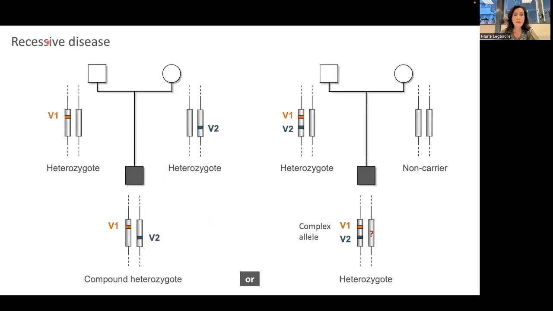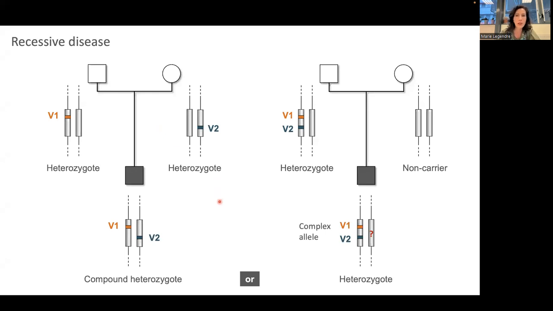PCD is a recessive disease, which means that we have most of our genes in 2 copies, and to get a recessive disease, we need to have mutations in both copies of the gene. So here on the left, you have a patient with 2 different pathogenic variations, one inherited from the father and the other from the mother, and both parents do not have PCD.